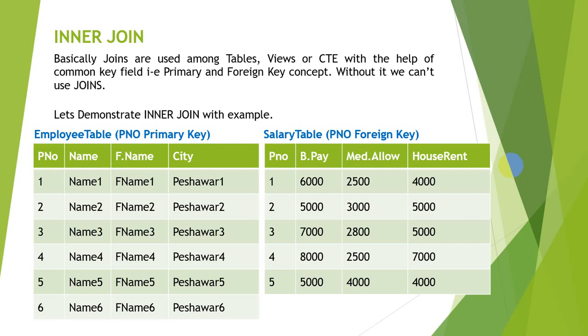In the employee table, we have person number, name, father name, and city columns, while in the salary table, person number, basic pay, medical allowance, and house rent are the columns. In the employee table, person number is the primary key field, while in the salary table, person number is the foreign key. In the employee table, there are a total of 6 records, while in the salary table, we have a total of 5 records. It means record number 6 is not available in the salary table.